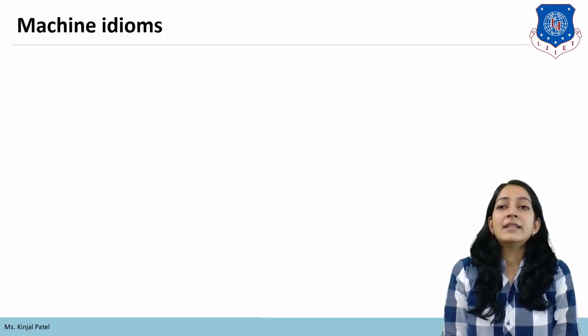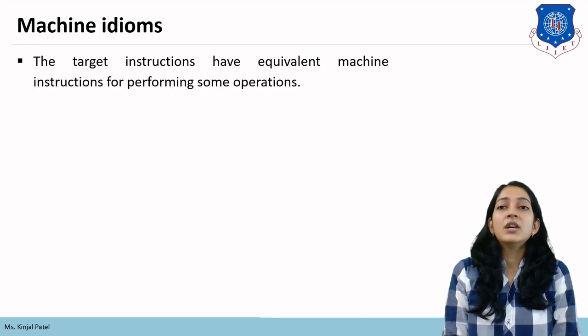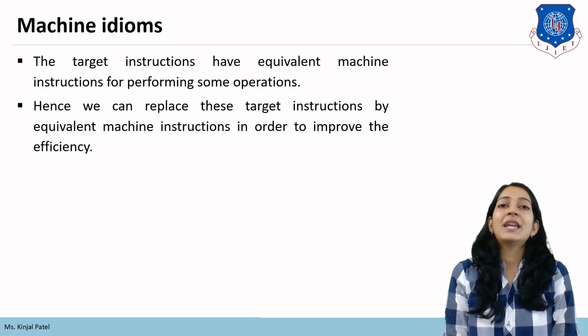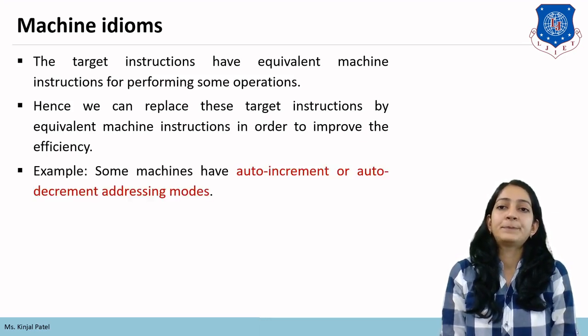Then the next technique is machine idioms. The target instructions have equivalent machine instructions for performing some expressions. So we can replace these target instructions by equivalent machine instructions in order to improve the instruction efficiency. Okay, so we can change the order in which we can get the efficient and effective result.